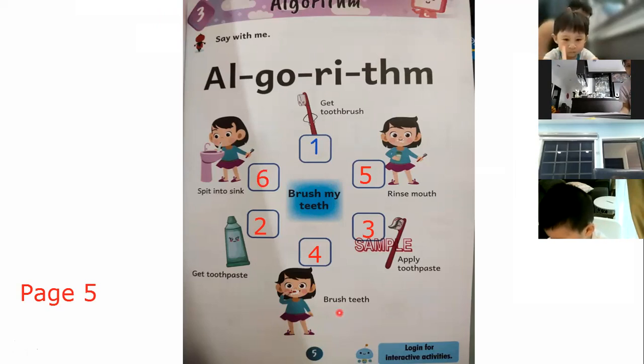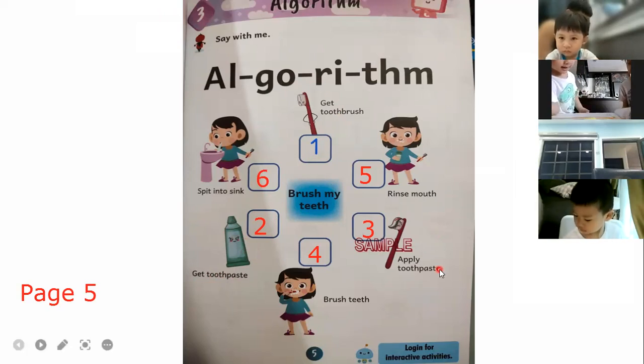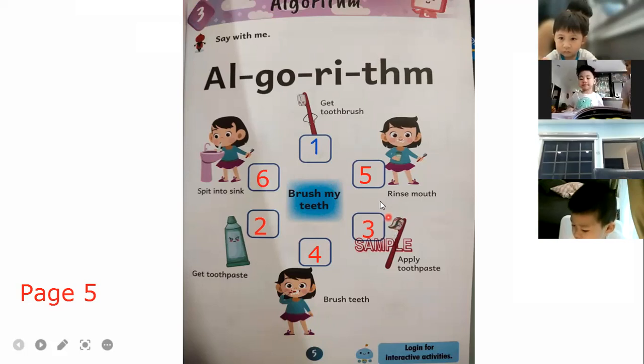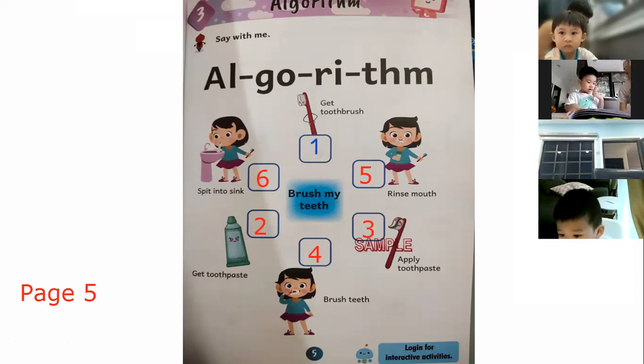Okay, the teacher will repeat again. Our first step is to get the toothbrush. After you get your toothbrush, you will get your toothpaste. That is your second step. After you get your toothbrush and your toothpaste, you need to apply toothpaste on the brush here. That is your third step. After that, the 4th step is to brush teeth.